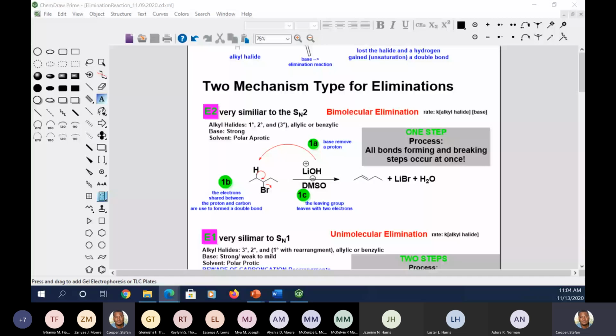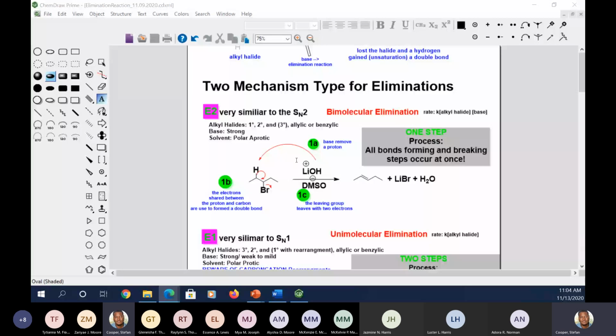Okay, so there's two mechanism types for eliminations. The first is the E2. We said this is very similar to the SN2. This is a bimolecular elimination. The kinetics or the rate of that reaction depends on my rate constant and the concentration of both the alkyl halide and the base. That means that if I pump in a larger amount of alkyl halide or if I add a larger amount of base, I'm going to be able to speed this reaction up.